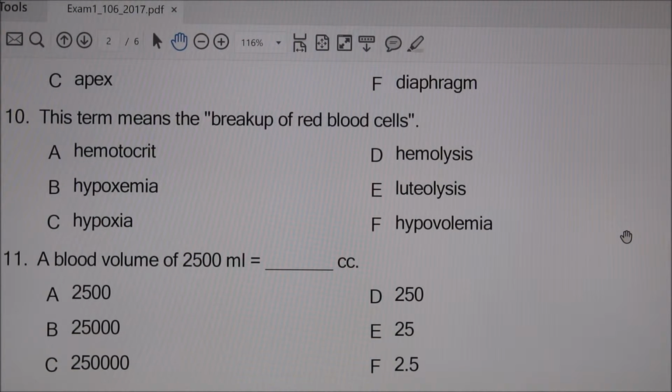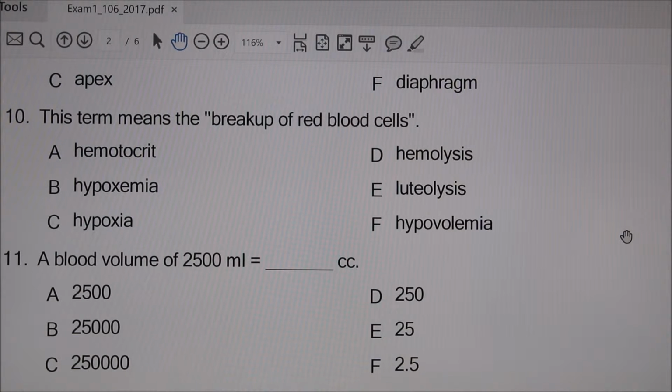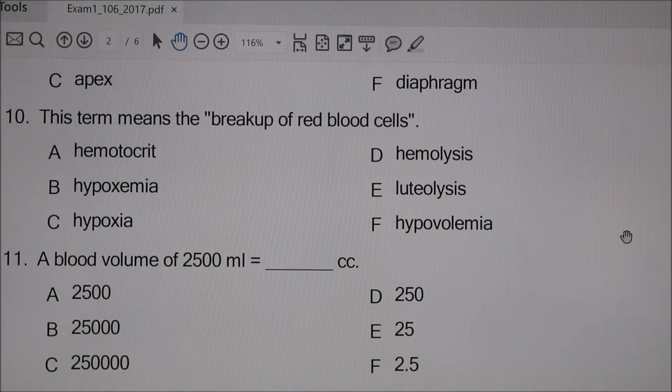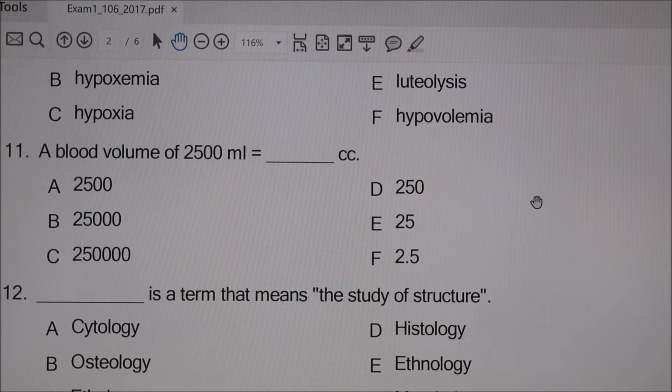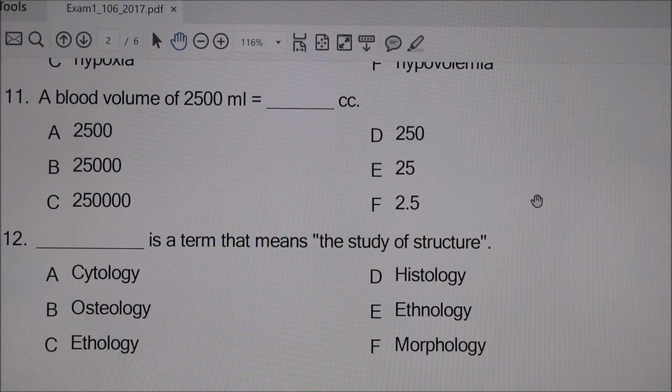Breakup of red blood cells. Well, that's going to be hemo, means blood, and breakup is lysis. So here we go. We have hemolysis is the best answer. Most people got this right. A blood volume of 2,500 mils equals how many cc's? In some place, I know even in class we talked about how 1 mil equals 1 cc. So you'd have the same number on both sides of that equation.